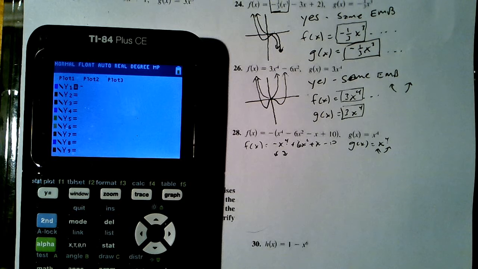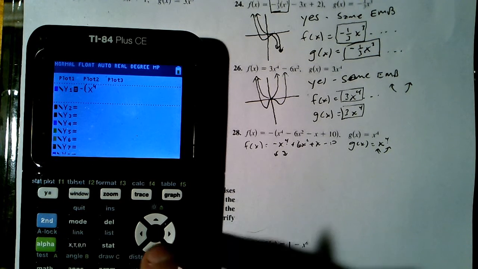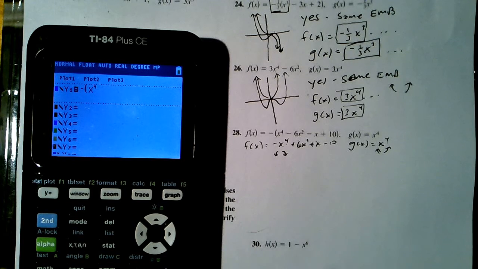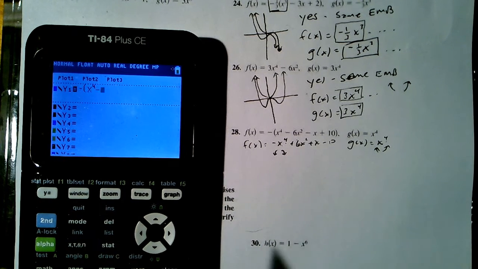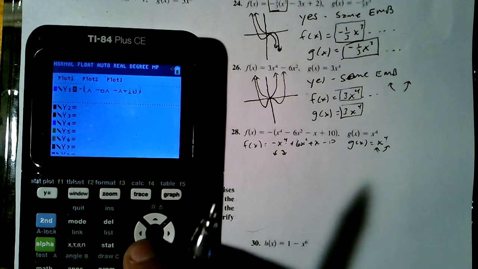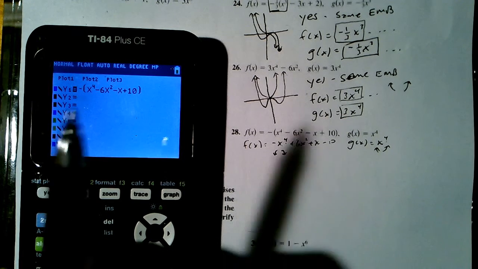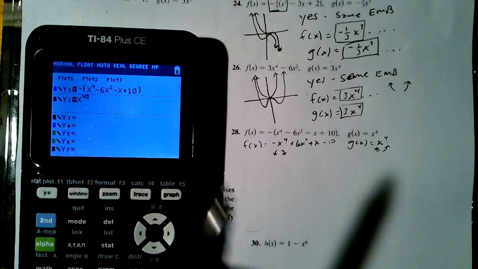So we have negative, parentheses, x to the fourth minus 6x squared minus x plus 10, versus just x to the fourth.